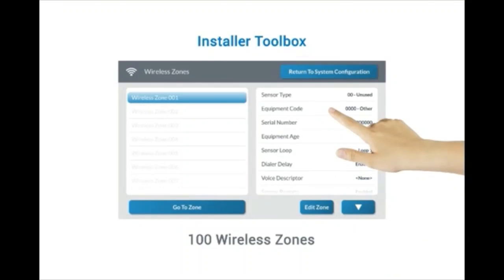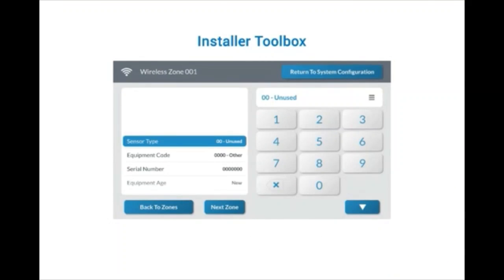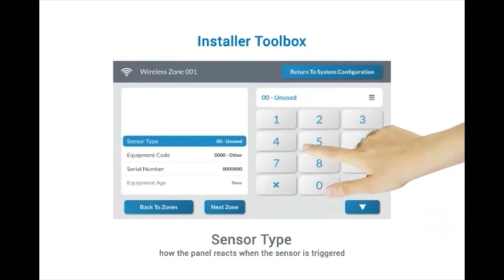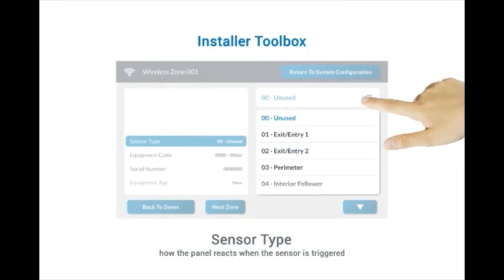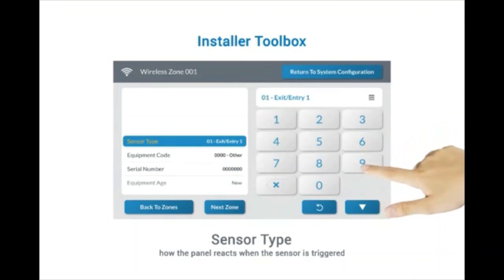Once the zone has been selected, the first programming option is the sensor type. This is how the panel reacts when the sensor is triggered. To select the sensor type, press the 2-digit number, or press the drop-down menu. In this example, Exit Entry 1 is selected. Once selected, press the down arrow, or select another option on the left.